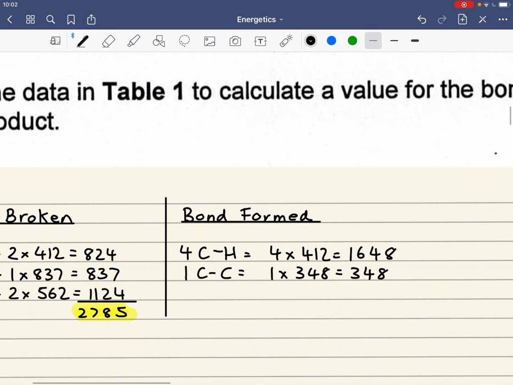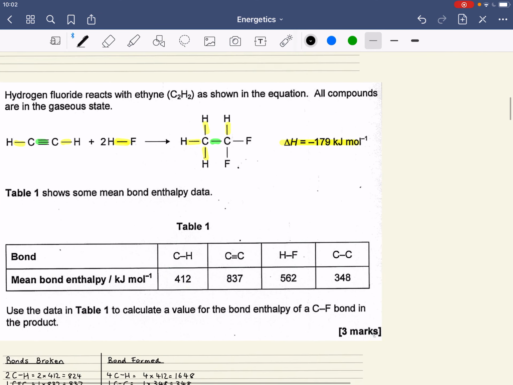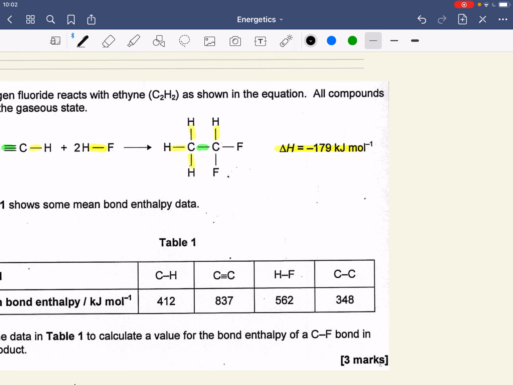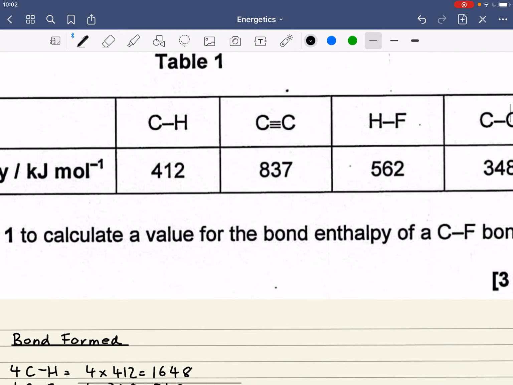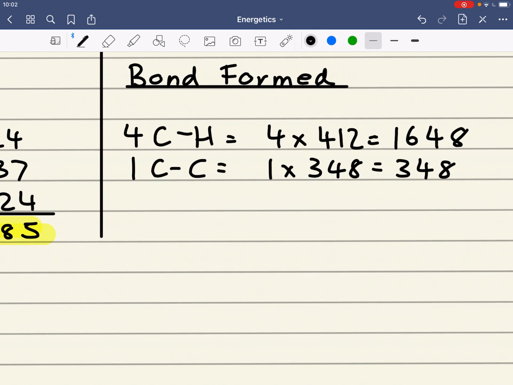And what I want to work out then is the bond enthalpy of a CF bond. We can see here that I've got 2 CF bonds. So I'm going to say that we've got 2 CF, which can be said is equal to 2x. So when we add these up, we get 1996 plus 2x.